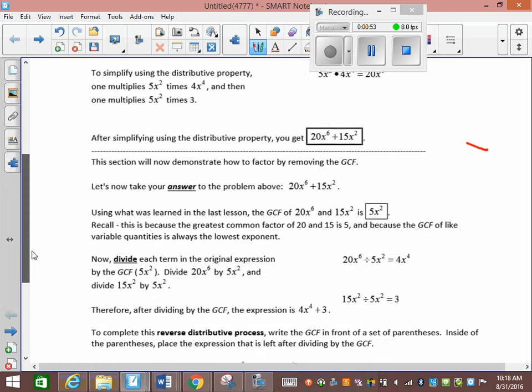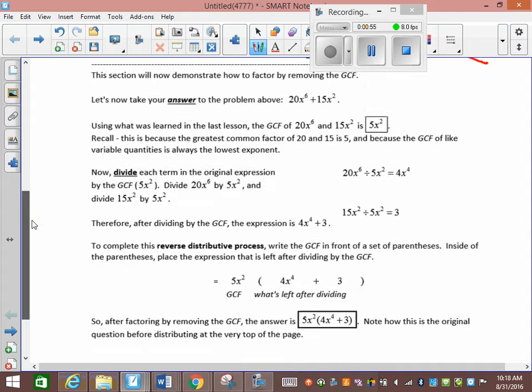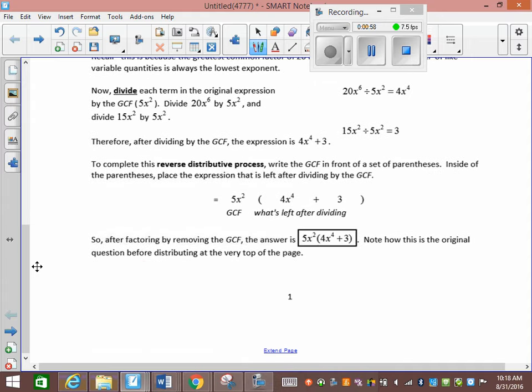So if I look at 20x to the 6 plus 15x squared, the GCF, greatest common factor, I say to myself, what can I take out of both of those terms? So what can I divide out of 20 and 15? X squared. And what can I take out of the numbers in front? A 5. Now, some people can't see that you can take an x squared out of x to the 6 unless they expand it.